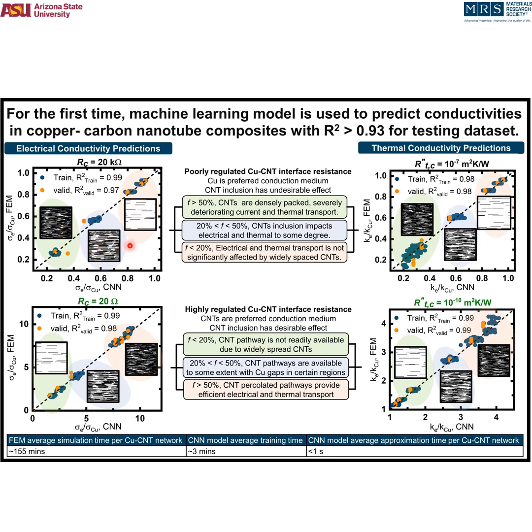When the interface resistance is highly regulated, current and heat prefer to flow across CNT networks, which augments the conductivities. So if CNT fraction is increased, conductivities are enhanced as well. The average simulation time per copper CNT network is around 155 minutes, whereas CNN model average training time is around 3 minutes for all 480 examples. Once trained, the CNN model can approximate copper CNT network conductivities in less than 1 second.